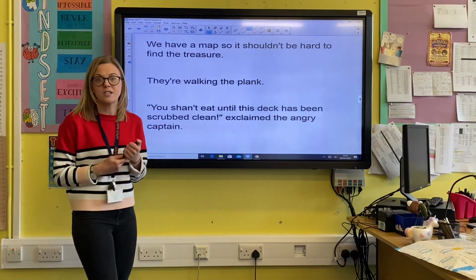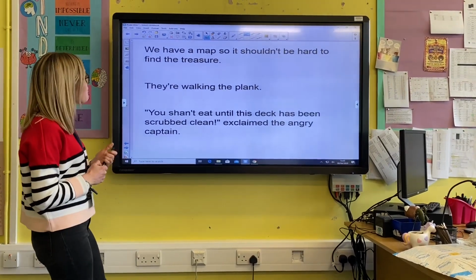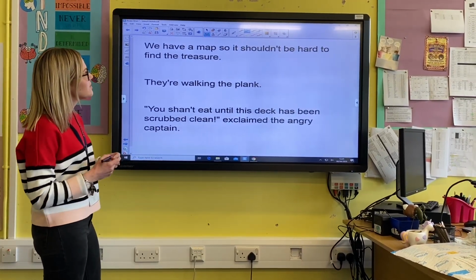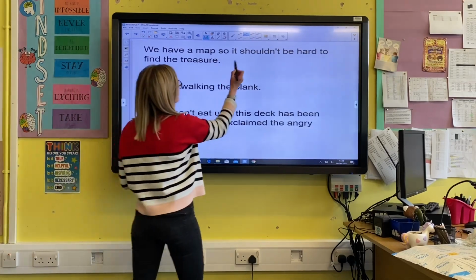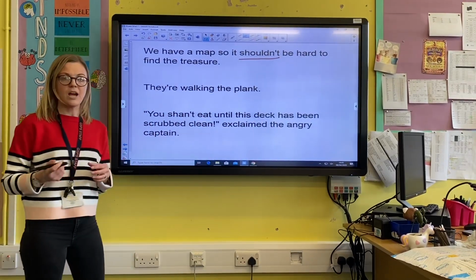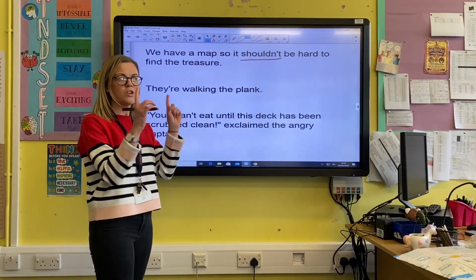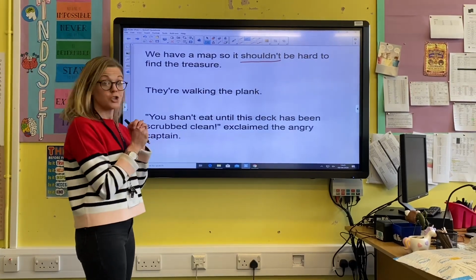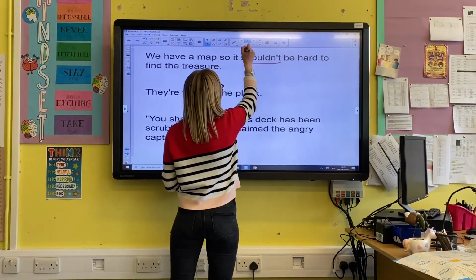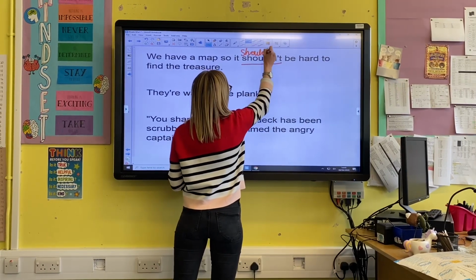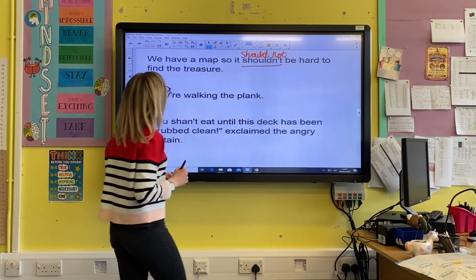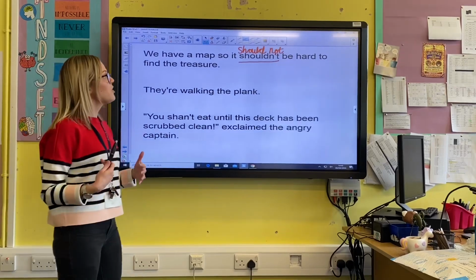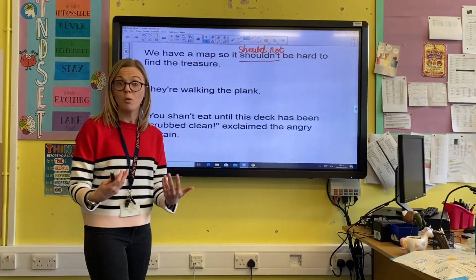So let's do the first one together. We have a map, so it shouldn't be hard to find the treasure. So let's find that word that contains the apostrophe. And the word is shouldn't. So what we need to do now is we need to think, right, shouldn't. What are the original 2 words? What 2 words have been contracted to create the word shouldn't? Should not. So we can change shouldn't to should not. We have a map, so it should not be hard to find the treasure. And sometimes when we do that, it helps when we're writing in a more formal manner, okay?